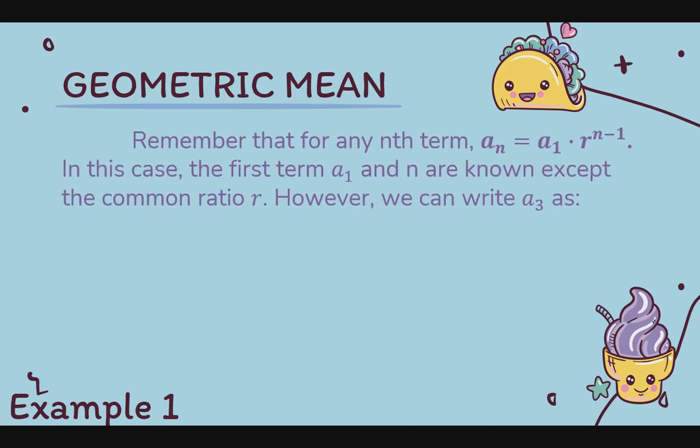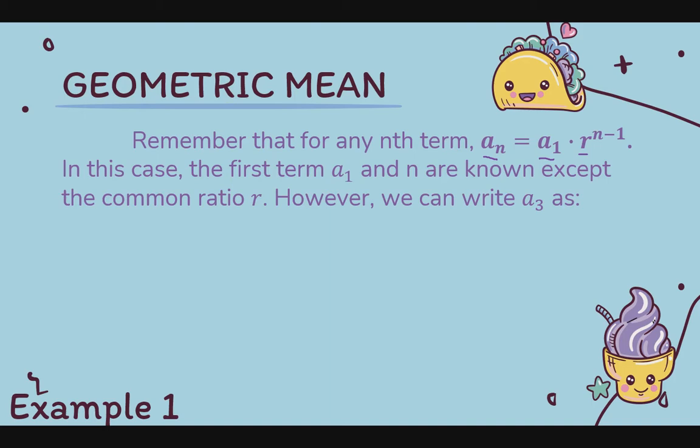Now, remember that for any nth term, a sub n is equal to a sub 1 times r raised to n minus 1. In this case, the first term a sub 1 and n are known except the common ratio. So, ang una natin hahanapin is the common ratio kasi ito po yung nawawala. Pero meron tayong first term and the last term. Ito yung 2 tsaka yung 18 kanina.